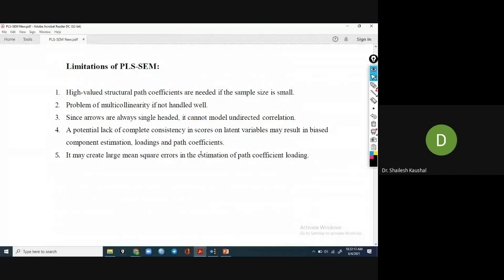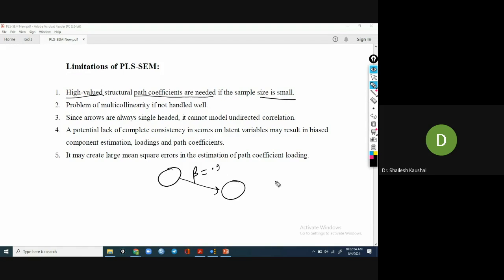Limitations of PLS-SEM. High-valued structural path coefficients are needed if the sample size is low. What does high value mean? If our sample size is small, then the regression coefficient, its beta value, should be very high, 0.9 or 0.8 or something. So high structural path coefficients are needed if the sample size is small.